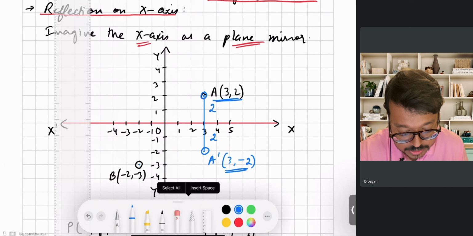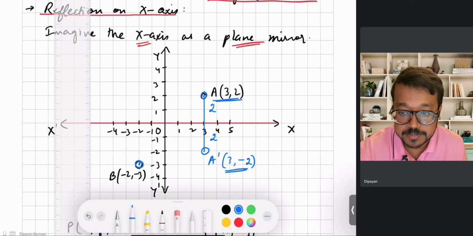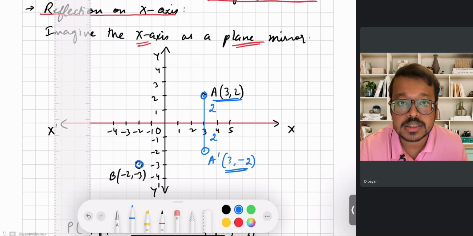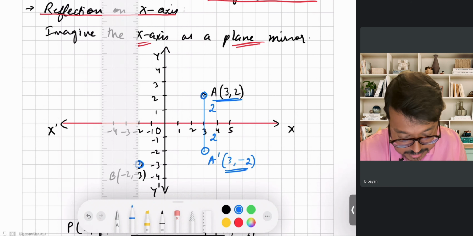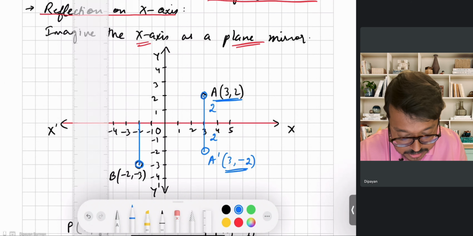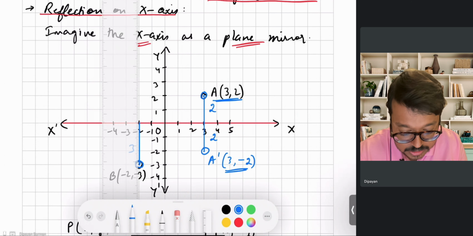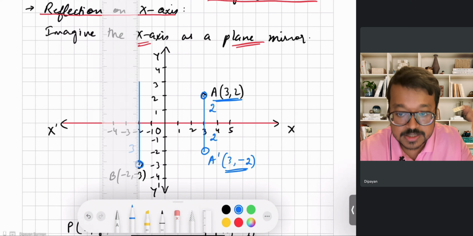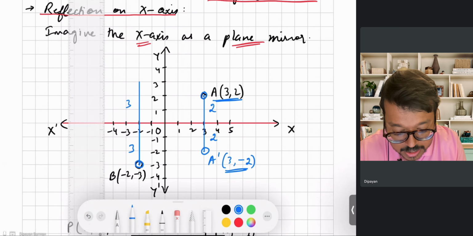Now let's look at another point. Let's say we have point B with coordinates (-2, -3), and the x-axis is on top of this point, and if I look at it, the x-axis is actually 3 units above this point. So then the image will be formed 3 units on the other side of the x-axis, on top of the x-axis. So if I go 3 more units on top, I get this point, let's say B dash, and the x coordinate is still -2, but the y coordinate is 3.